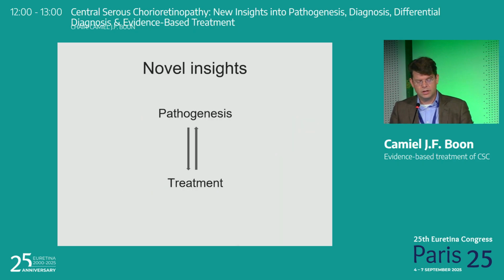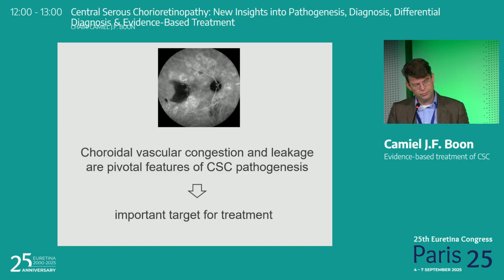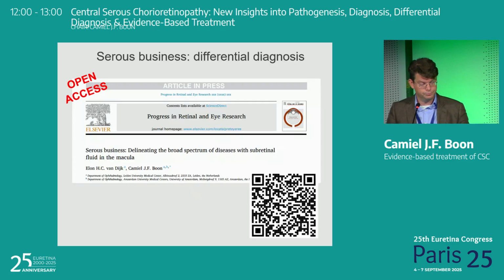And this is very much connected to the insights in the pathogenesis that Elon already showed you. So there is an interaction between pathogenesis and the treatment of choice and the efficacy of the different treatments that have been discussed and published. And a key message here, as Elon also extensively showed, is that the choroidal vascular changes, the congestion, the leakage are pivotal when it comes to the pathogenesis of CSC. And this means that we have to treat this to try to get rid of the fluid.